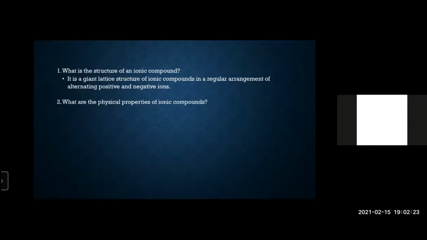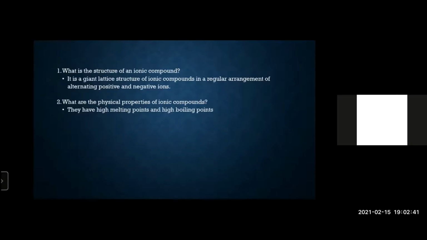What is the structure of an ionic compound? It's called an ionic lattice, in which you have positive and negative ions alternately held together, which is why they are so strongly bonded to each other. Now, what are the physical properties of ionic compounds? We'll have a look at all of these properties and try to understand why they are so.